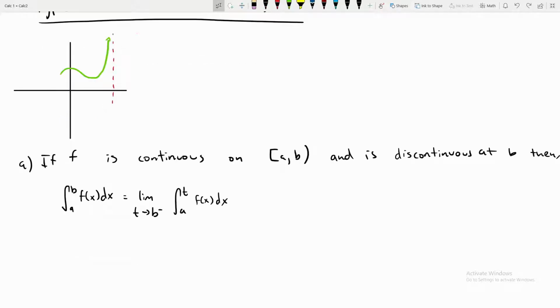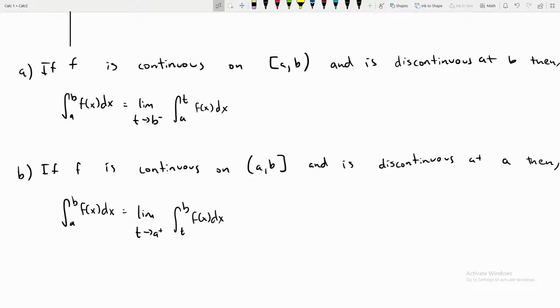The reason we take b from the left is because b is supposed to be our upper bound, meaning that if we have some sort of function, and this is b, our upper bound, we can only approach it from this side. We can't approach it from here because we're asked to find the area from a lower bound a to b, meaning we're on this interval here and we have nothing to do with this part of the graph.